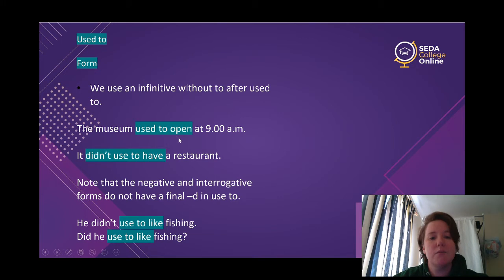The museum used to open at 9 a.m. It didn't use to have a restaurant. So remember, didn't and no D here, like what I did, no D, okay? Note that the negative and interrogative forms do not have a final D in used to, okay? He didn't use to like fishing. Did he use to like fishing? No D in each of them.